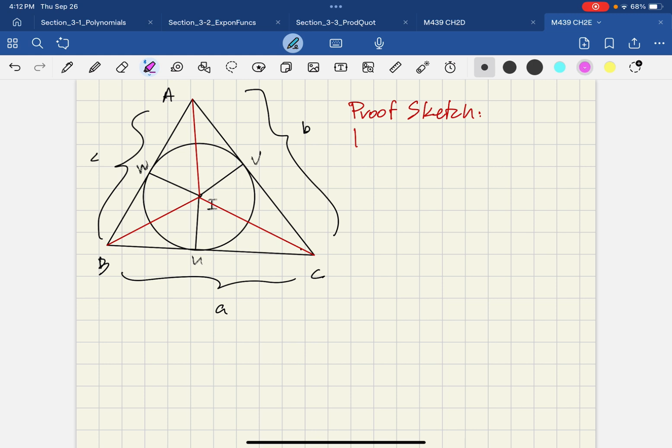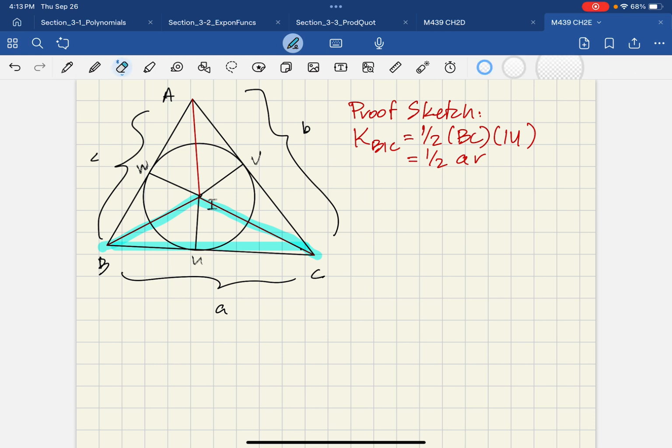First, take a look at this triangle right there. In that particular triangle, the area, let's call it BIC, is going to be equal to 1/2 of BC times IU, which will be the same thing as 1/2 of A times the inradius, right? The inradius is just R. So the area of that blue triangle is given by that.